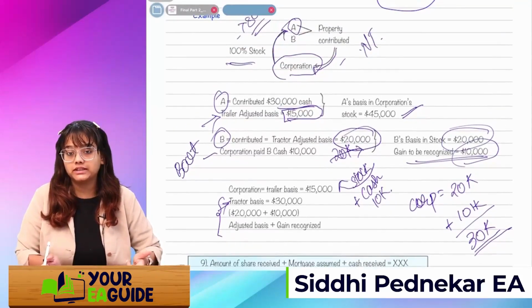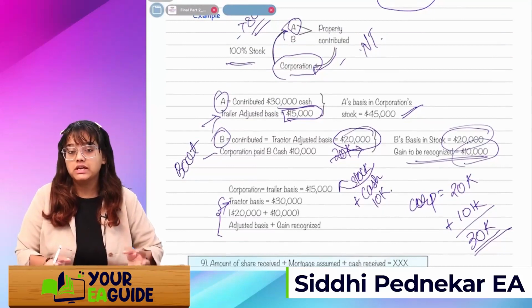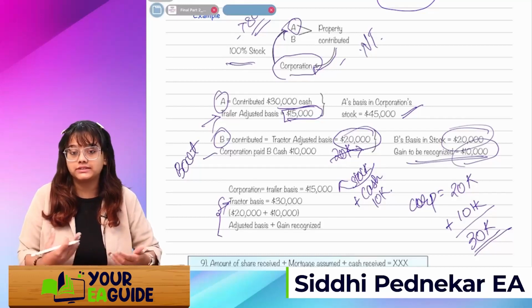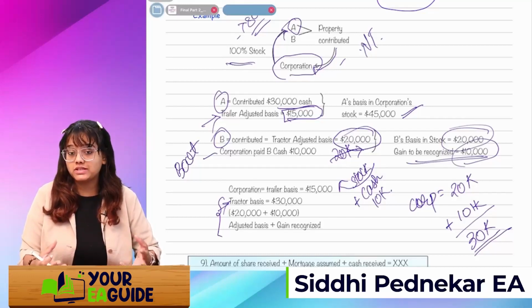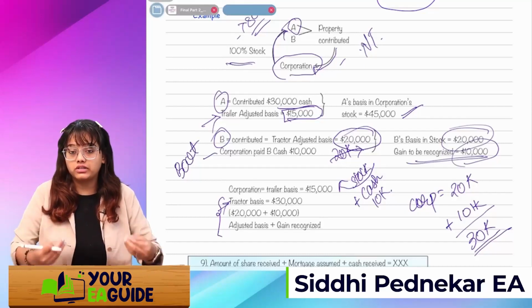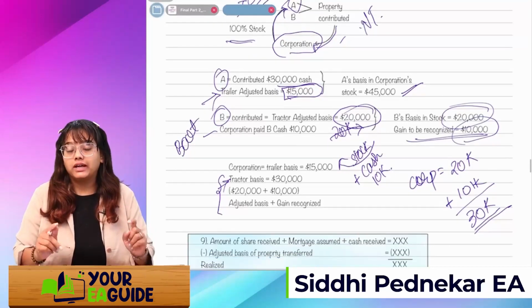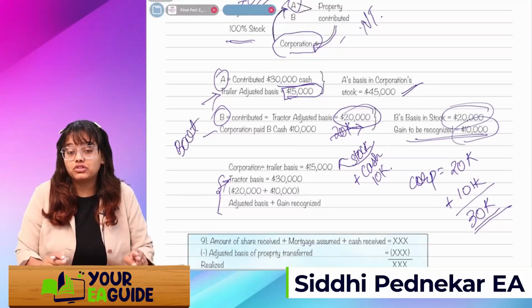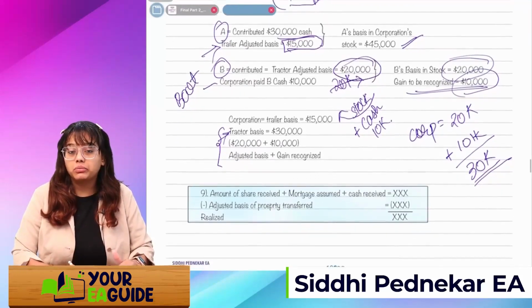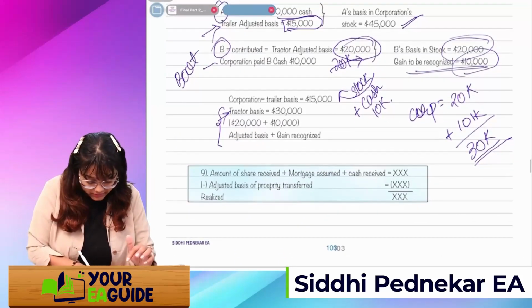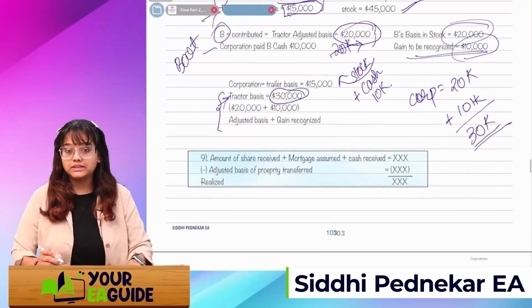A has not recognized the gain, so that is simply 15,000. B has recognized the gain. Gain will be recognized if the shareholder is receiving anything apart from the stock. So anything apart from the stock is what? Cash. B is receiving cash. B will record 10,000 as a gain. So the adjusted basis of the tractor, 20,000, plus the gain recognized by B, that is 10,000. So that is how we come to an answer: 30,000 will be the basis which the corporation will record.